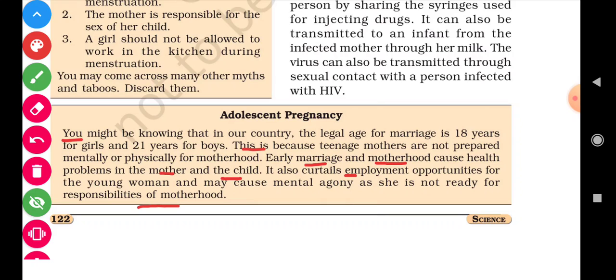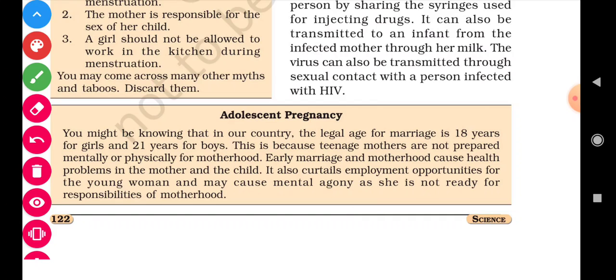So this thing is not good for the teenagers. Okay, it curtails the employment opportunities. Curtail मतलब रिस्ट्रिक्ट कर देते हैं, कम कर देते हैं अपॉर्चुनिटीज को यंग वुमेन के लिए. और इस एज के अंदर लड़कियां प्रेगनेंसी के लिए जनरली तैयार भी नहीं होती.